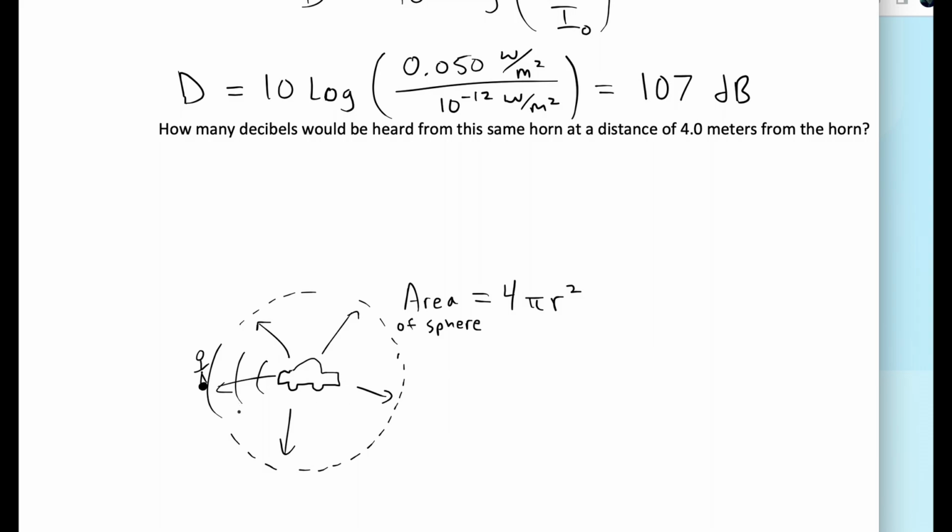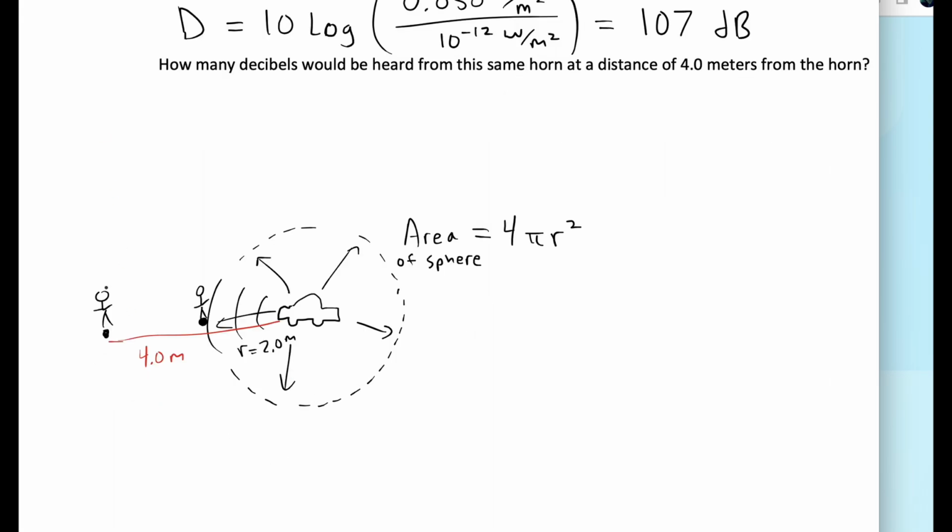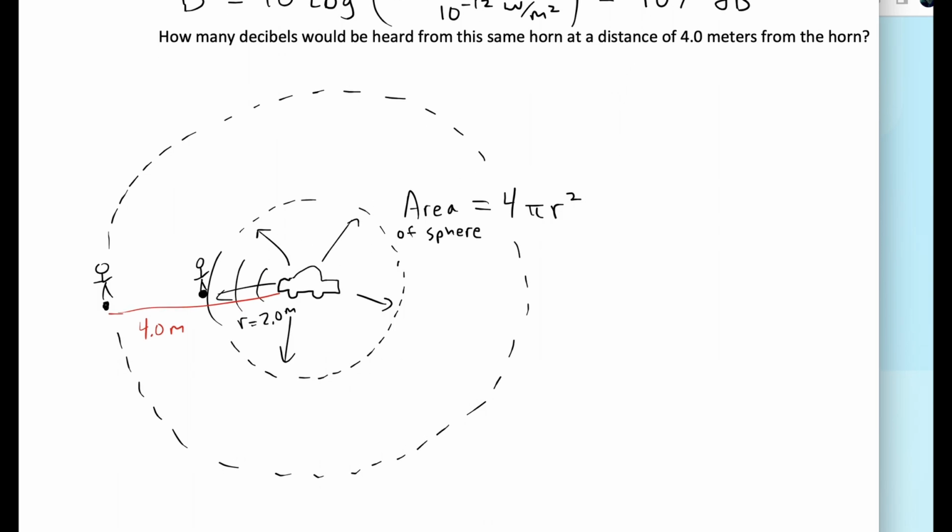And so right now we're at an r of 2.0 at the beginning of the problem, but in the second part of the problem we're going to be located at a distance now of 4 meters from that horn. That's double the distance. But the area that the energy gets spread out to now is much larger. And so the effect of that is we're going to perceive a sound that's less intense.